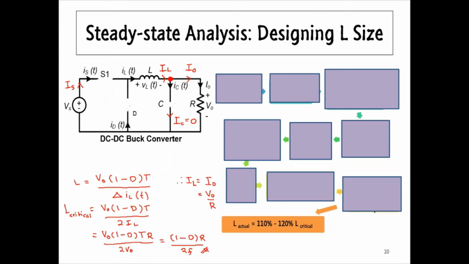Finally, the actual inductor value can be calculated by increasing the critical inductor value by 10% up to 20%. It is to ensure that the converter will work in the continuous conduction mode.